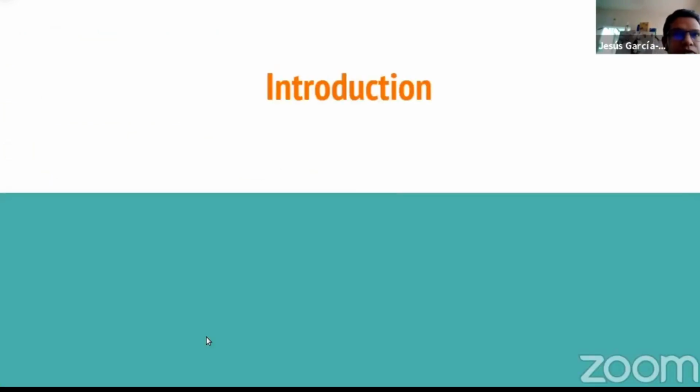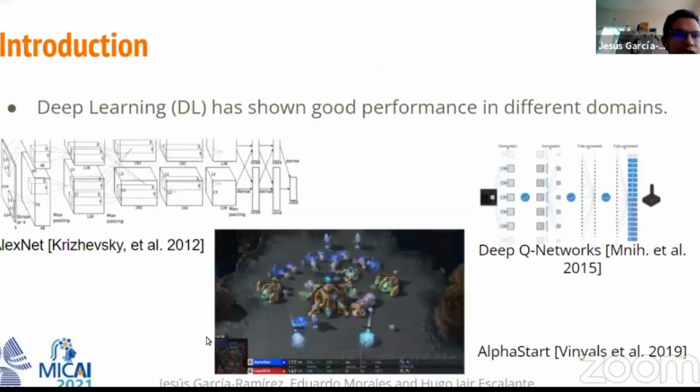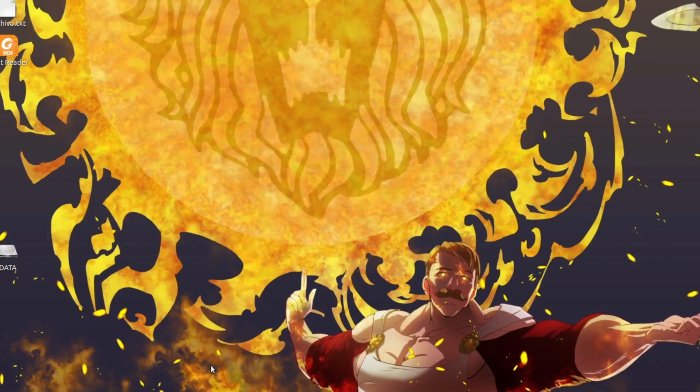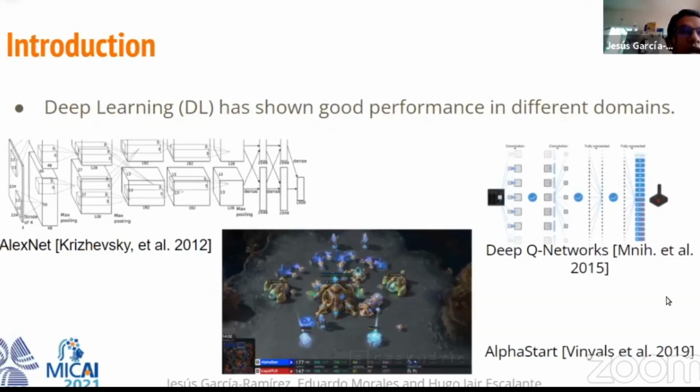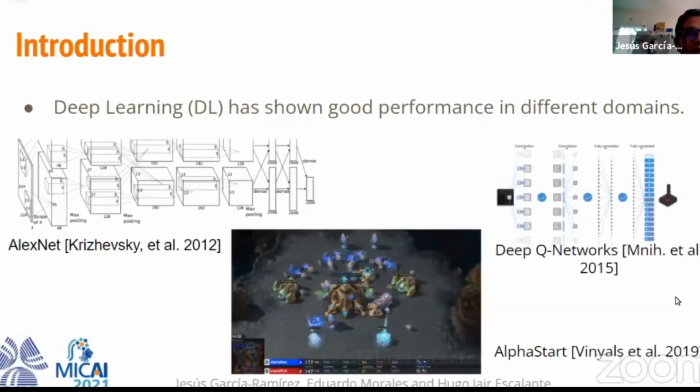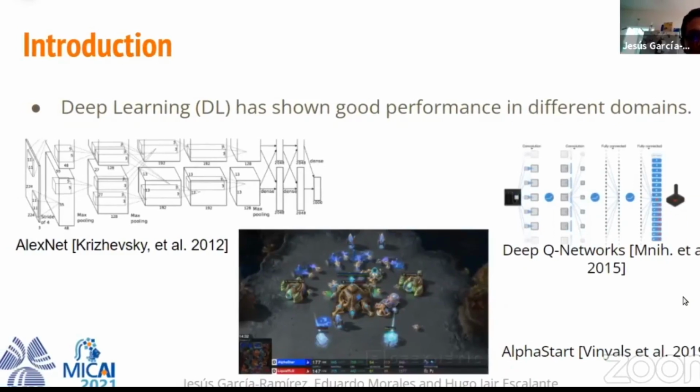I will start with the introduction. Deep learning has shown a good performance in different tasks. Here I show you three of those tasks. First, AlexNet, that won the ImageNet contest in 2012. They proposed to use a deep model to classify 1,000 classes. Another one is Deep Q-Networks that outperform human level in different Atari games using frames as input of a convolutional neural network. And AlphaStar that beats experts in StarCraft, which is a difficult strategic game.